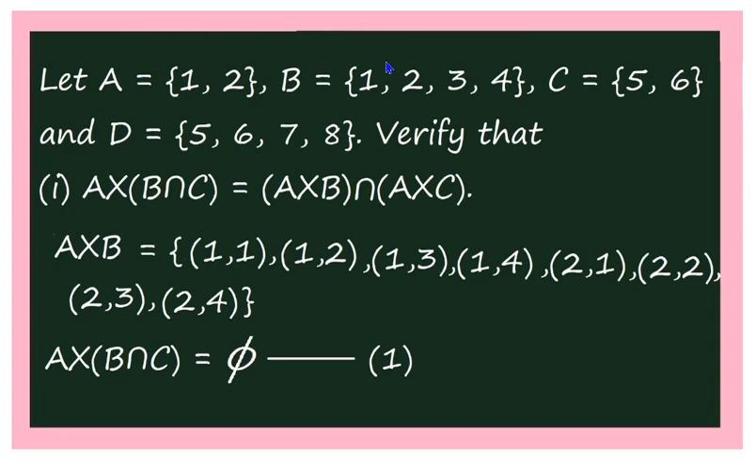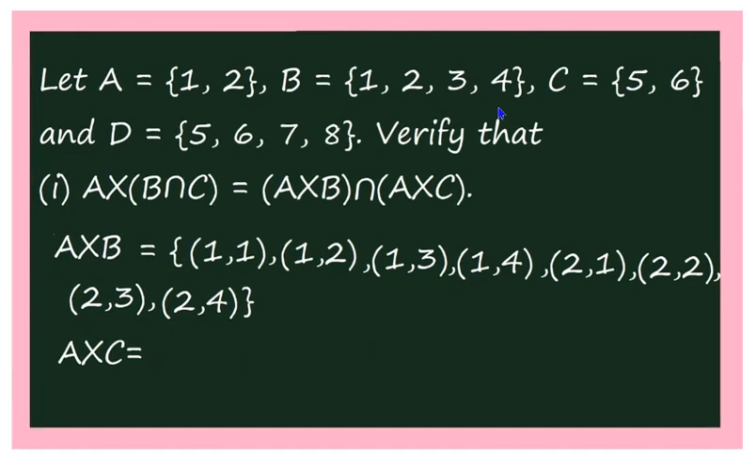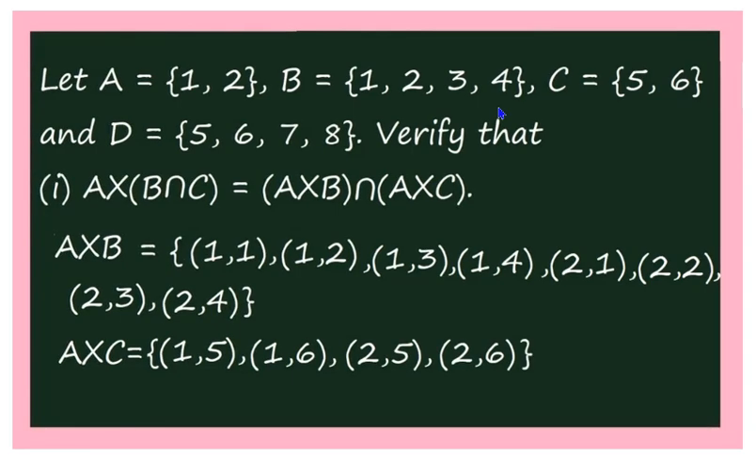And then you have to find A × C. What is A × C? A is {1, 2}, C is {5, 6}. In A × C there will be 4 elements. What are the elements in A × C? (1, 5), see correctly, (1, 5) and (1, 6), (2, 5) and (2, 6). This is A × C.